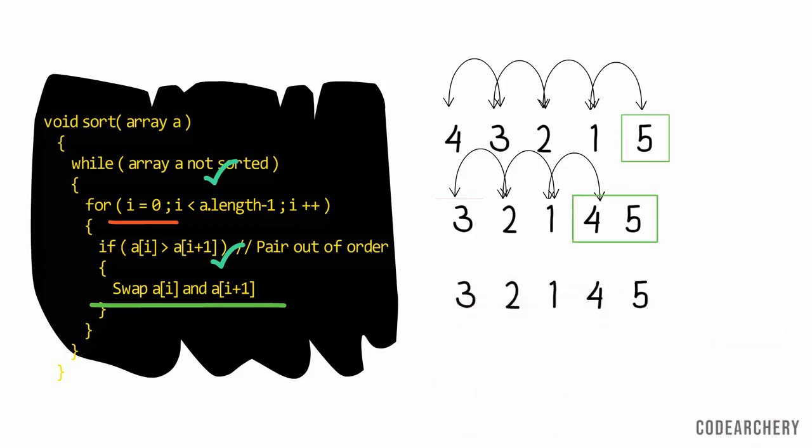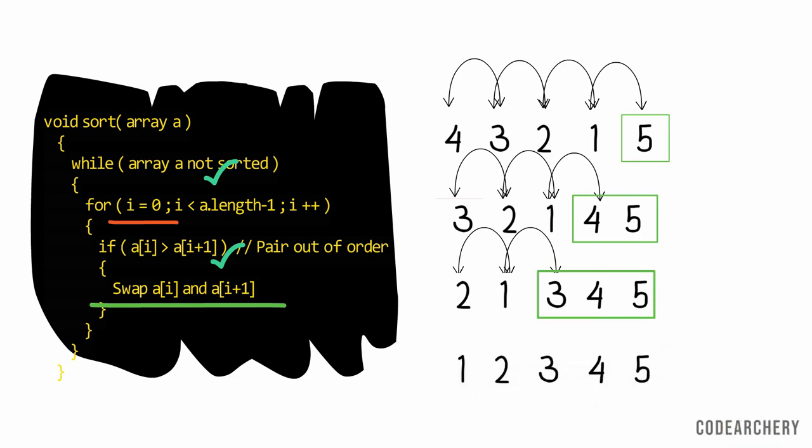Now for the third iteration, 3 is greater than 2, so we'll do swapping. Again after swapping, 3 is greater than 1, so again we'll swap. And now 3 is at its correct position. Now in the fourth iteration, we'll have to do one swap, that is 1 and 2, and our list is sorted.